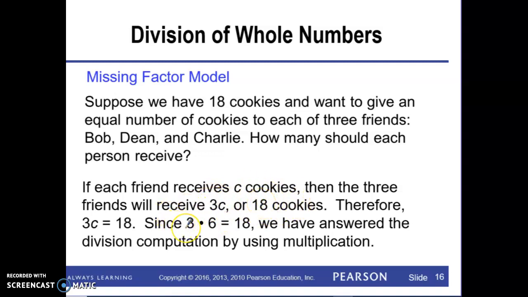Well, I memorized earlier this year that 3 times 6 equals 18. That was one of my math facts. So I know the answer to this question, whatever that C is, it's got to be 6, right? Maybe as a 3rd grader, I'm not going to have a variable there. Maybe I'm going to have a box, or maybe I'm going to have a cookie shape or something. But whatever that is, it's equal to 6, which I thought about using multiplication. So I used multiplication to answer my division question.